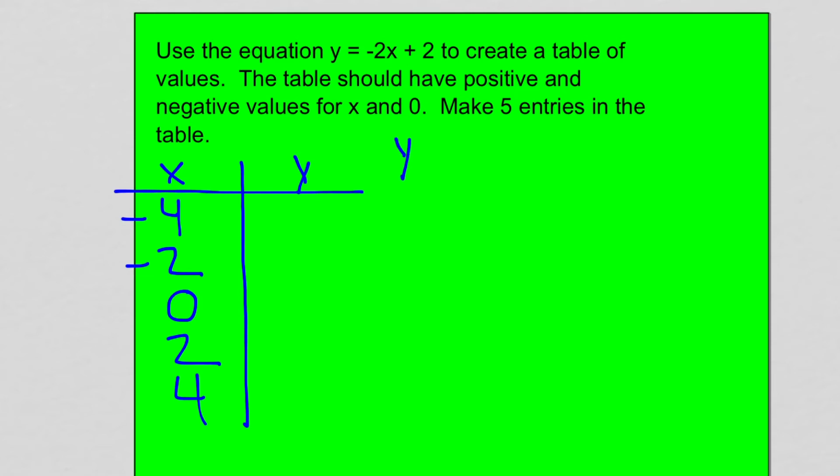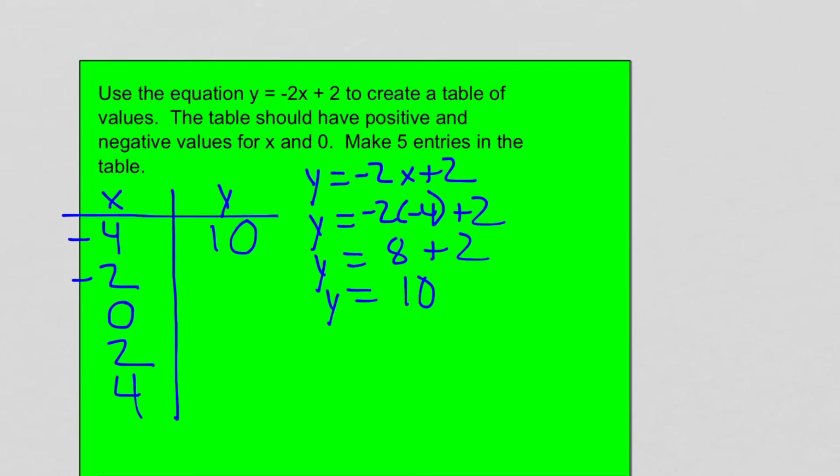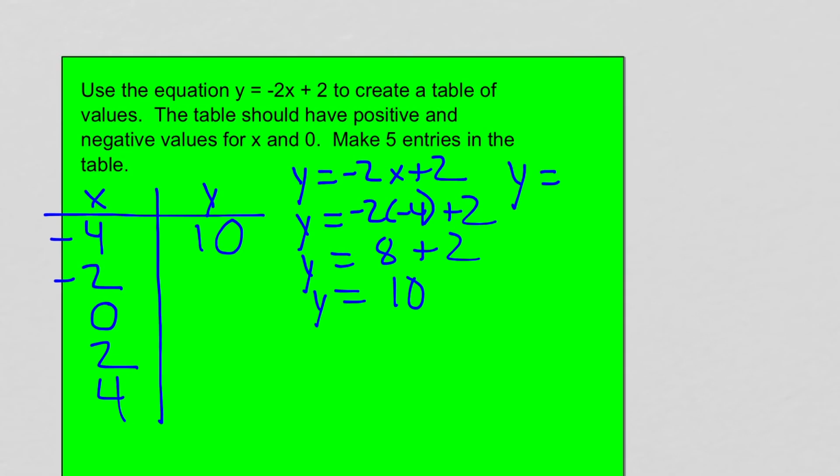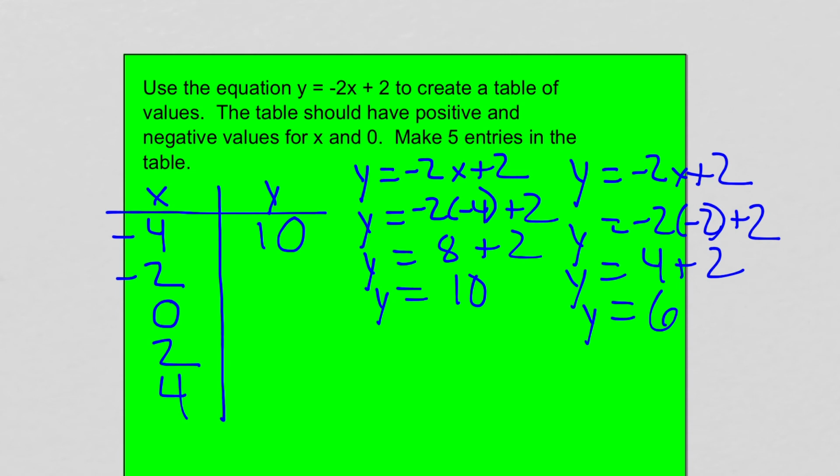And then we'll use substitution. y equals -2x plus 2. And we're going to substitute in -4 for x plus 2. That's going to be y equals 8 plus 2. y equals 10. When x is -4, y is 10. And do the equation again. y equals -2x plus 2. y equals -2 times -2 plus 2. y equals 4 plus 2. y equals 6. So when x is -2, y is 6.